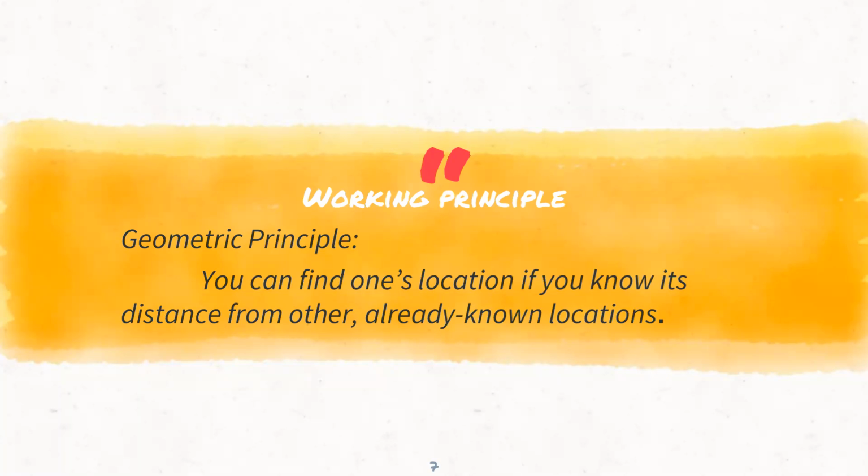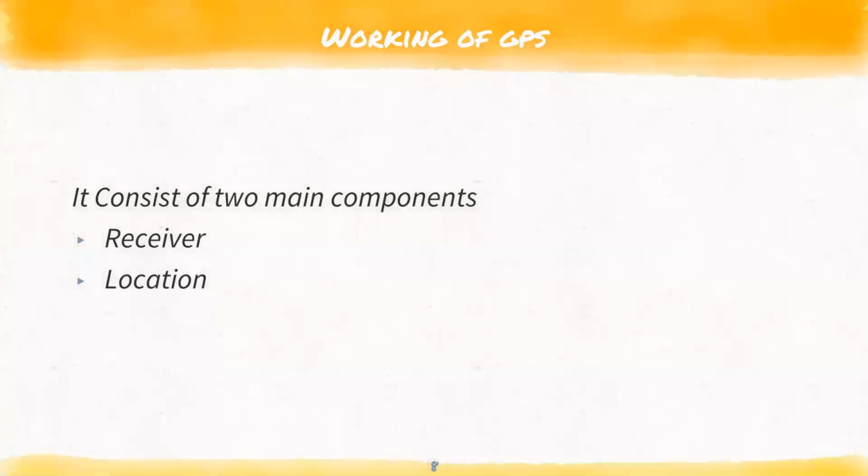Working principle of GPS. You can find one's location if you know its distance from another already known location. Working of GPS. There are two main components used in the working of GPS. First one is the receiver and the next one is the location.